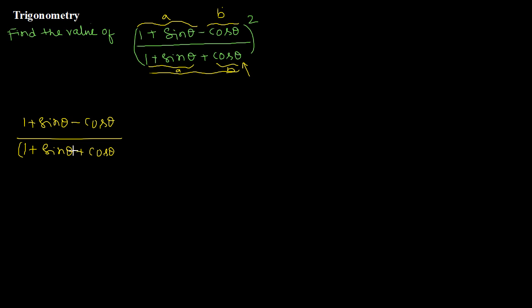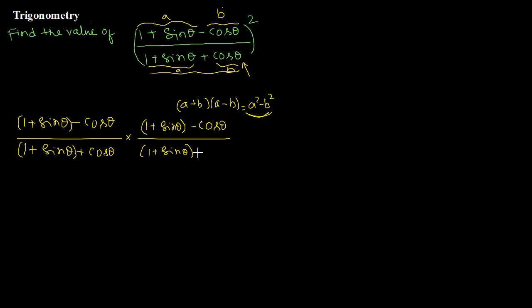Like I said, I'm going to put a bracket here. Keep the rationalizing factor as a concept, but the main thing is that when we rationalized the denominator, all we did was, in the denominator, we had a plus b into a minus b. That gives me a square minus b square. That's the idea behind this. So here, if I take this as a plus b, I multiply with 1 plus sine theta minus cos theta, just changing the sign.